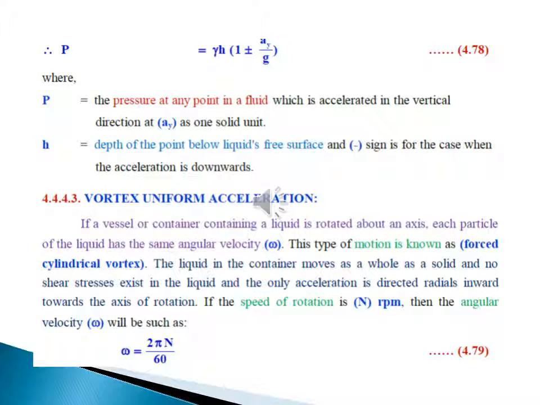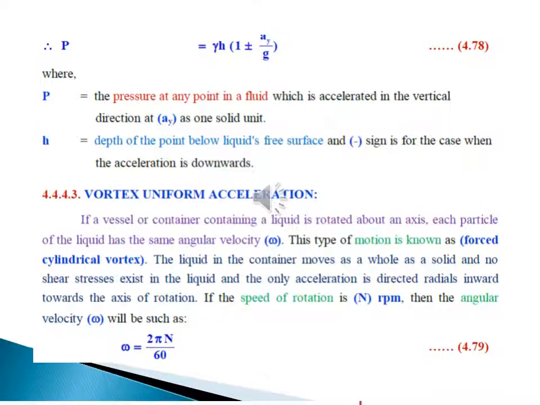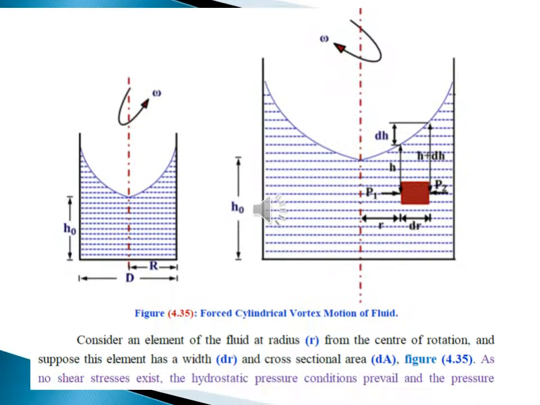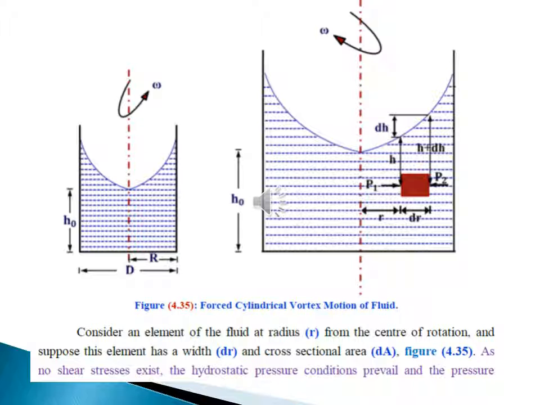Vortex motion. If a vessel or container containing a liquid is rotated about an axis, each particle of the liquid has the same angular velocity, and this type of rotation is known as forced cylindrical vortex. The liquid in the container moves as a whole as a solid, and no shear stress is exerted in the liquid, and the only acceleration is directed radially inward towards the axis of rotation. Figure showing the forced cylindrical vortex motion of fluid.